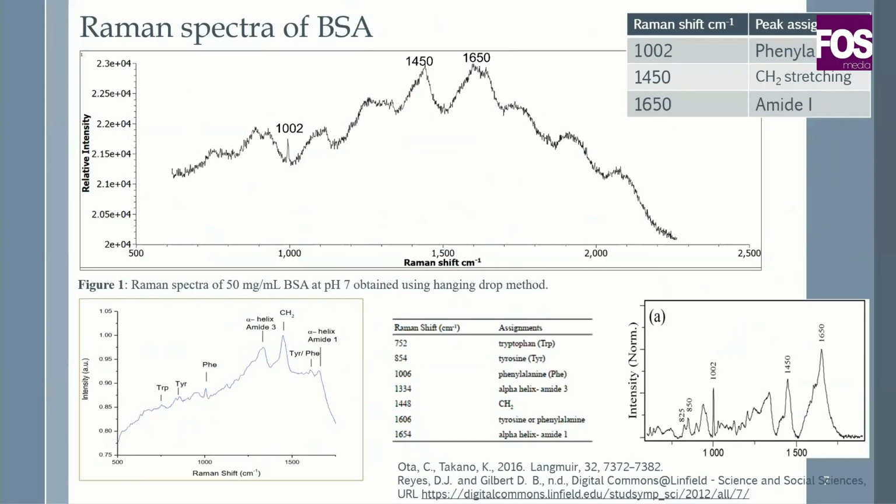Let's now take a look at the Raman spectra of BSA that I obtained using the hanging drop method. According to the literature, we can see the overall pattern of the spectrum is the same, and the prominent peaks like the phenylalanine peak at 1002, the CH2 stretching band at 1450, and the amide I band at 1650.